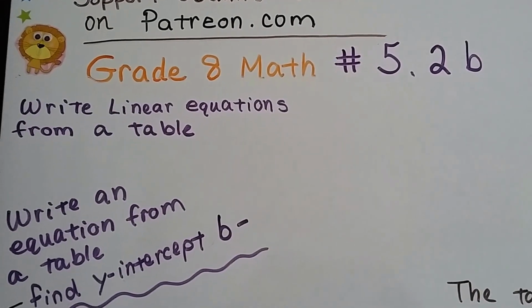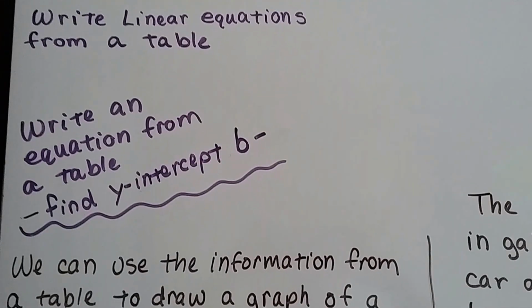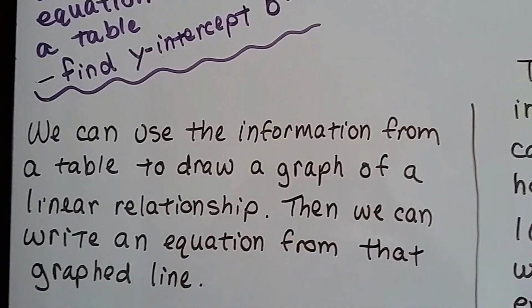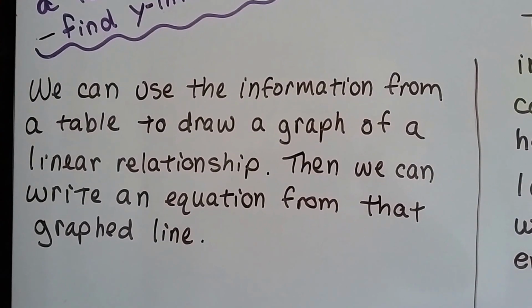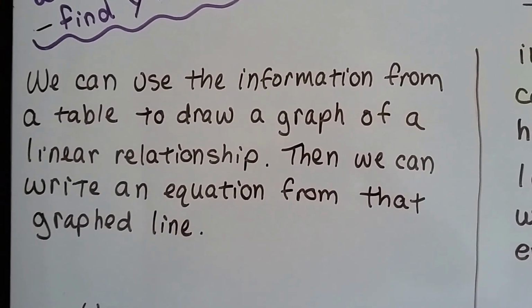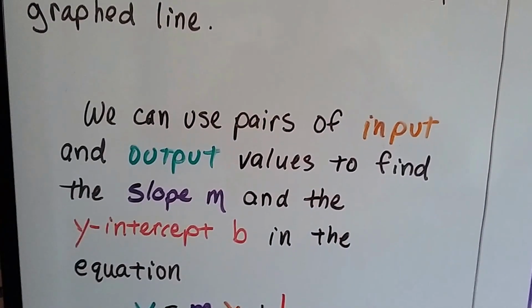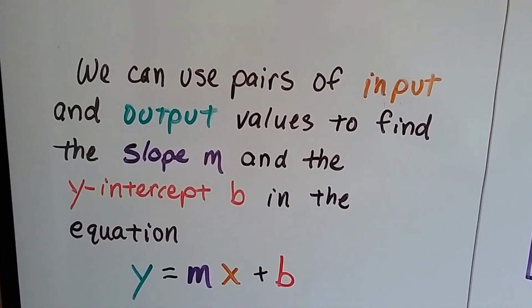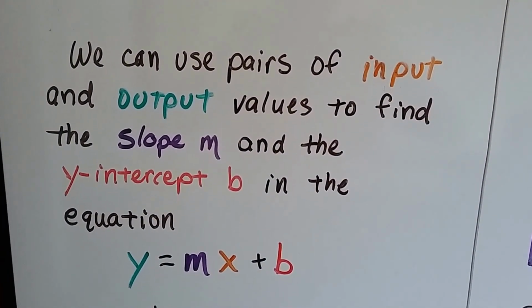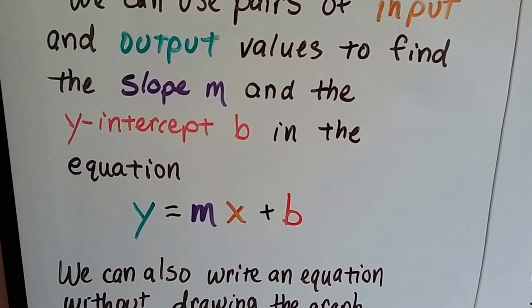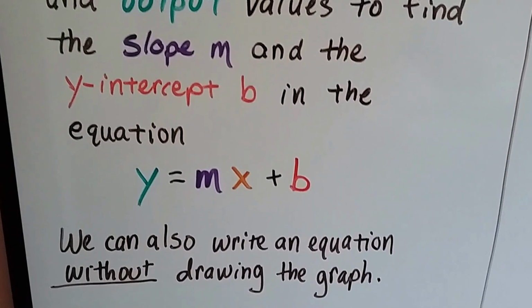Grade 8 Math number 5.2b, write an equation from a table, find y-intercept b. We can use the information from a table to draw a graph of a linear relationship. Then we can write an equation from that graphed line. Well, we can use pairs of input-output values and find the slope m and the y-intercept b in the equation y equals mx plus b, the slope-intercept form of an equation for a line.